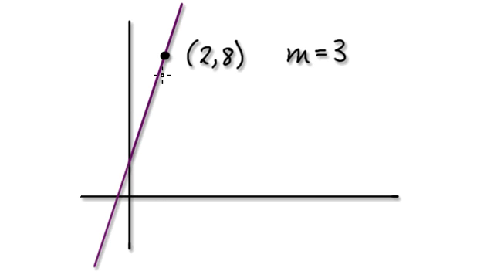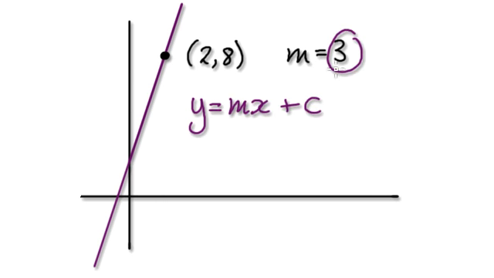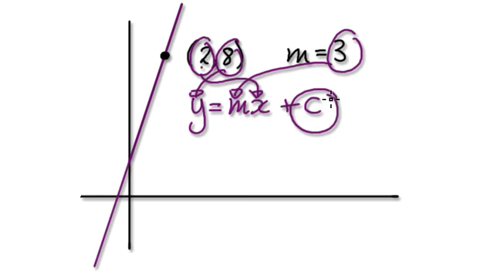Okay, so our normal method of coming up with the equation of a straight line would be to start out with y equals mx plus c. We know m here, so we would put this into here. We know this is our x here. We know x and we know y. Then we can work backwards to find out c. Okay, so this is our normal method.